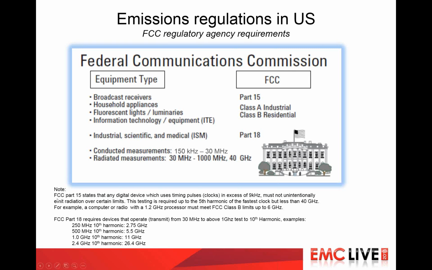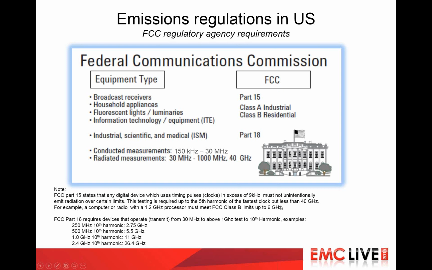Also, the FCC has a couple exceptions here where they test up higher than the 1 gig, and that's for high-speed digital clocks. If you have clocks that are very high speed, then they have to test up to the 5th harmonic. So, for example, down here on the bottom of the screen, a computer or a radio with a 1.2 gigahertz processor has to test up to 6 gigahertz. So that's just an example. It depends on your clock speed.